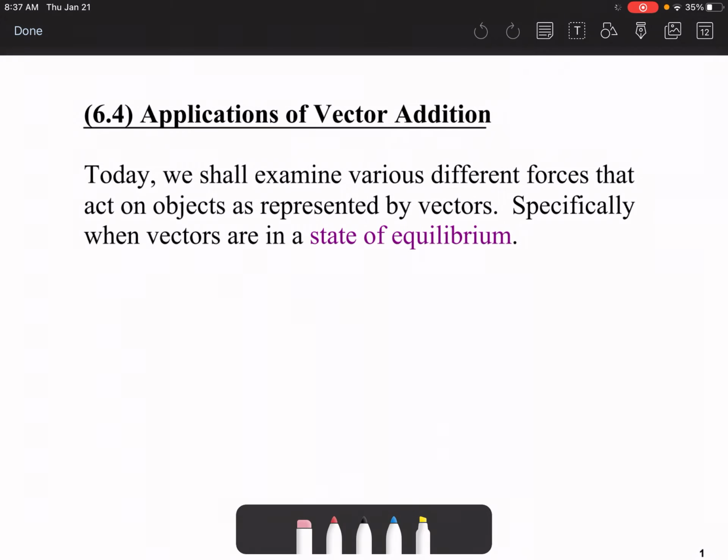Hello and welcome to Lesson 6.4, Applications of Vector Addition. Today we shall examine some various different forces that act on objects as represented by vectors, specifically when vectors are in a state of equilibrium.